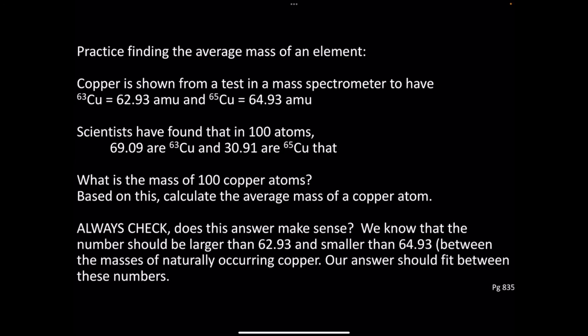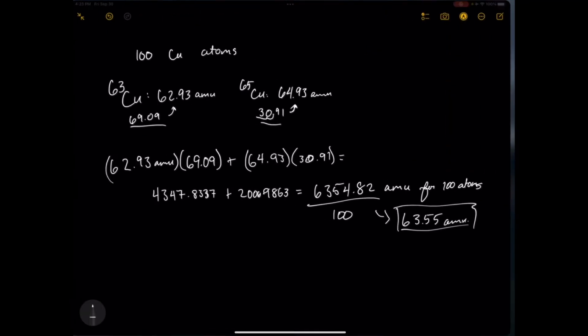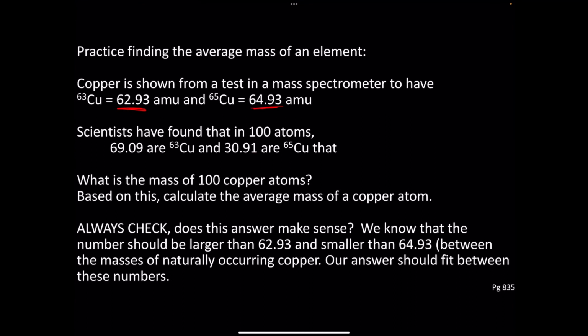Now, we would also have to check, does that answer make sense? We know that the number should be larger than 62.93 because that's the low end, and it should be smaller than 64.93 because that's the high end. Our answer really should fit between those numbers. It does, and that's a good thing. So that's just a quick logic check, right?